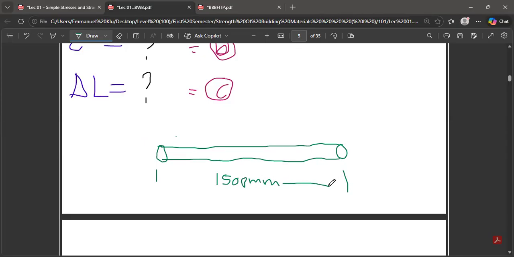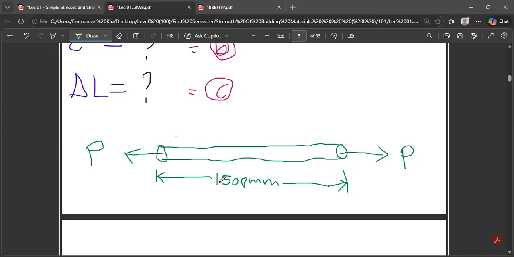So this is the total length of the rod. It is subjected to an axial pull. We say force is a pull or a push on an object. So it is subjected to an axial pull. You see, this is one P over here, pulling it, and this is also another P over here, pulling it. This rod is in tension.